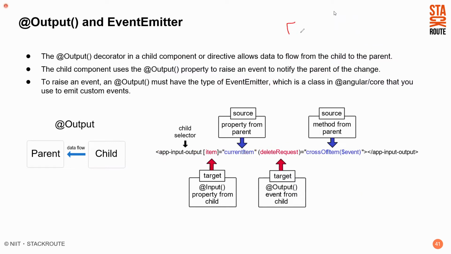what is the difference between parentheses and square brackets? Property binding and event binding. This is property binding and this is event binding.